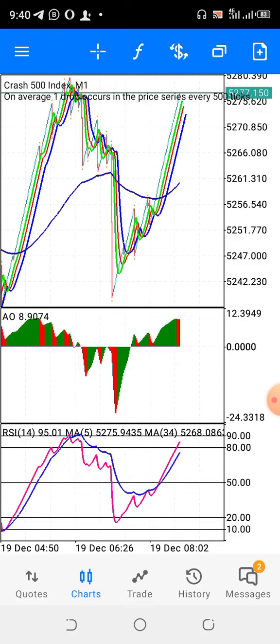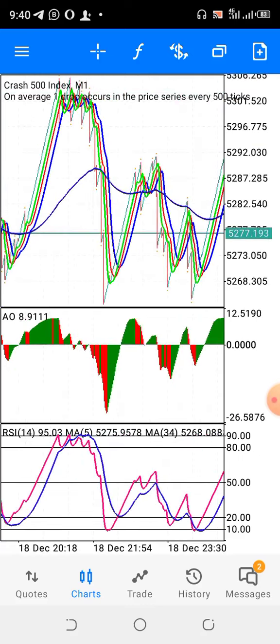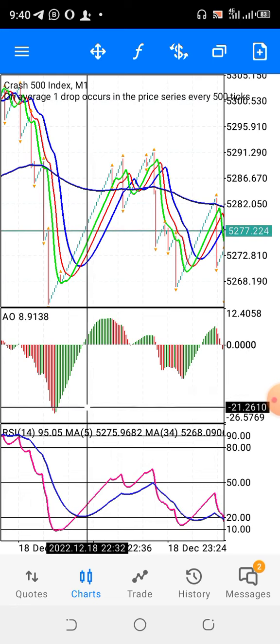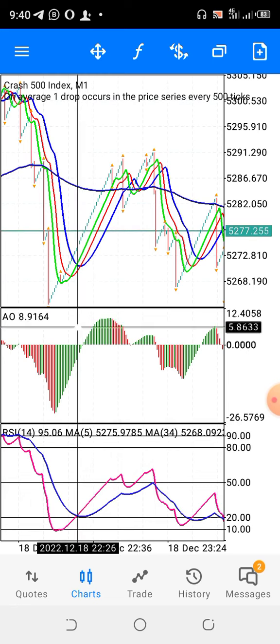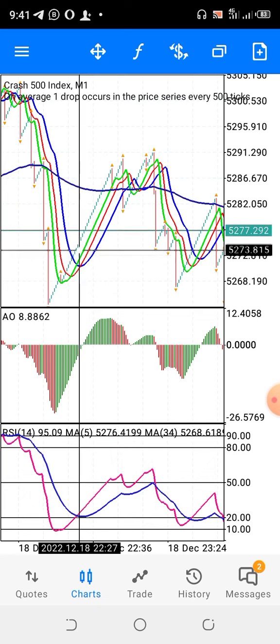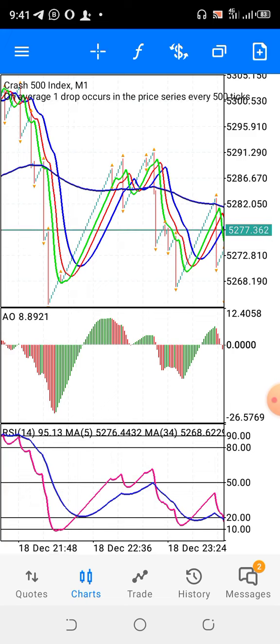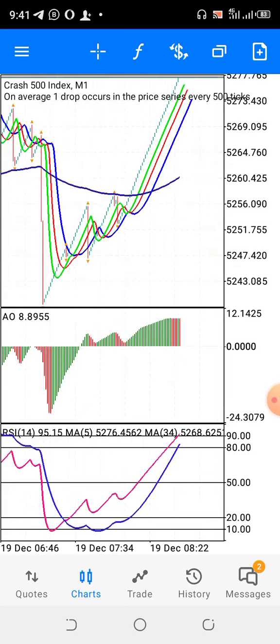Are you seeing it? Look at it. So just see what I'm telling you. Each of the cross like this, there must be a cross in the histogram line, and you are about to take at least 10 to 5 candles. It will not fail you. Try this. It will not fail you.